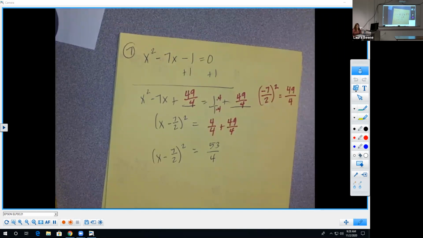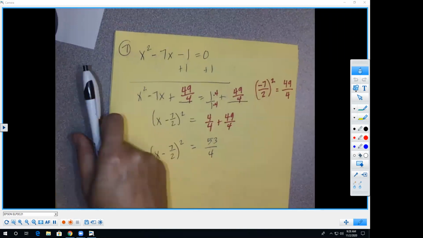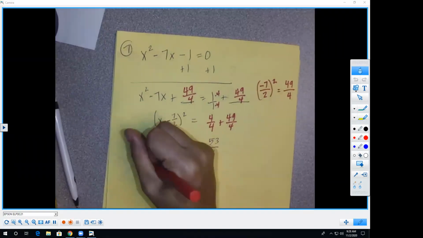From here, I need to get rid of the squared. How do I get rid of the squared? Take the square root of both sides. Don't forget your plus or minus.